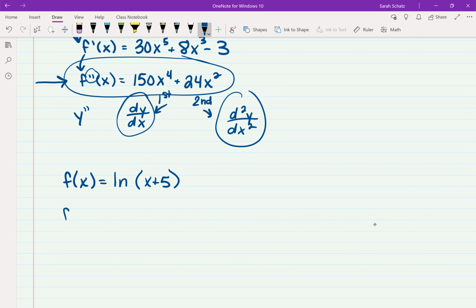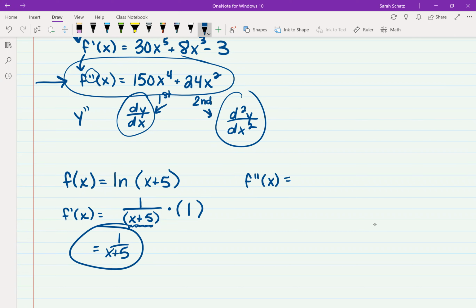So let's take the first derivative. Let's remember how to take the derivative of natural log. We have natural log of something. To take the derivative, you put 1 over that thing. And yes, we do have to consider the chain rule, where we multiply on the end the derivative of the inside. But you guys, the derivative of that's just 1. So it really is just 1 over x plus 5. But remember, I need to find the second derivative. So to find the second derivative, I have to take the derivative of this.